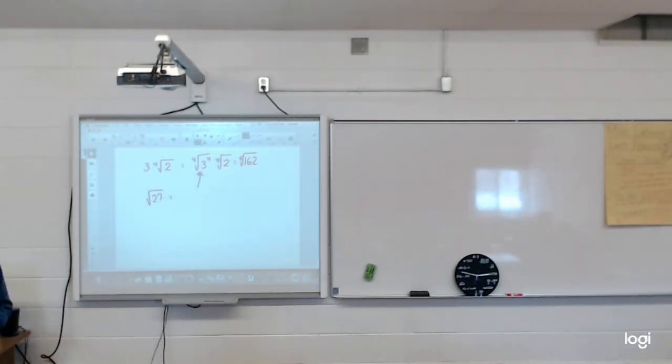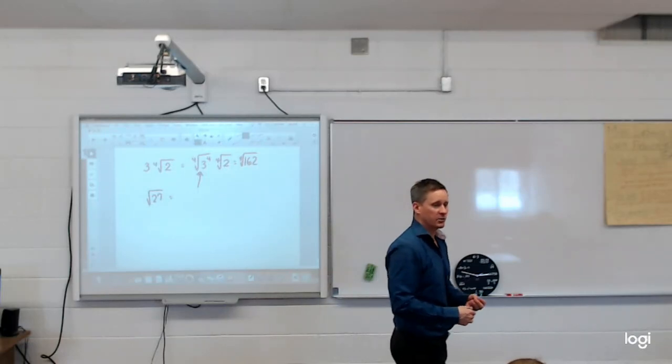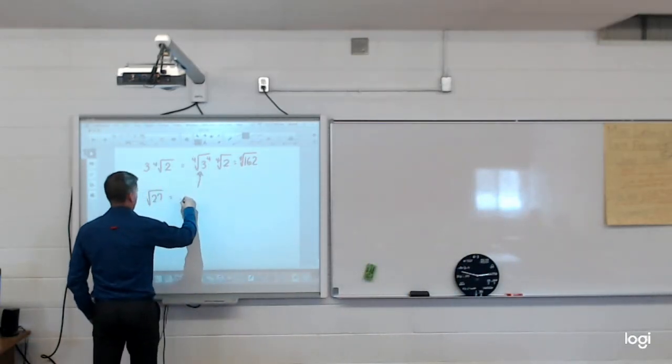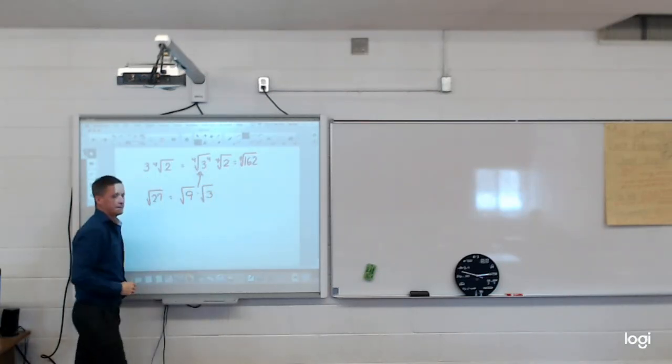Is 3 a perfect square? 9 is a perfect square. Does 9 go into 27? Yeah. How many times? 3. Right. So I go like this: square root 9, square root 3 now.